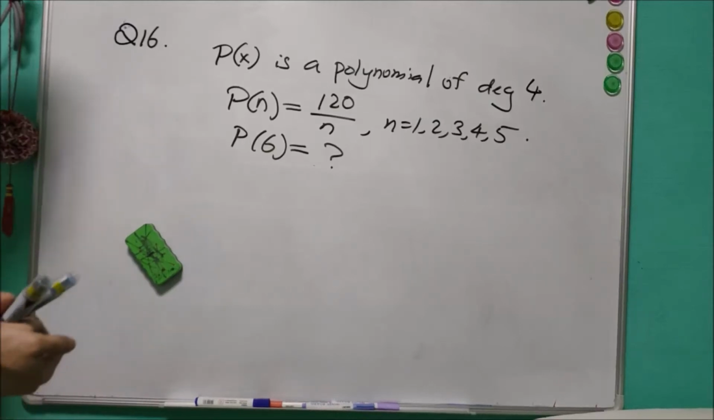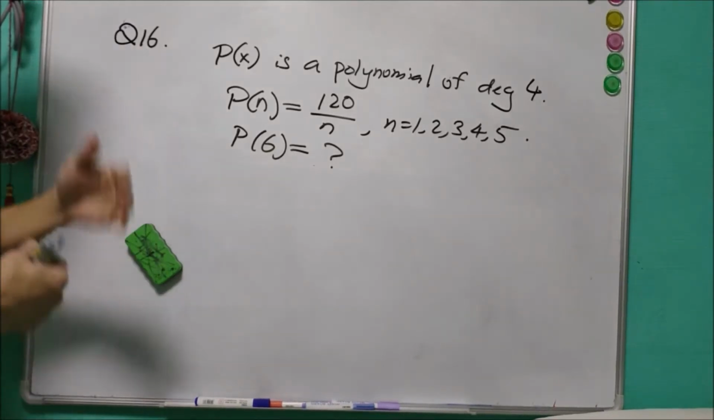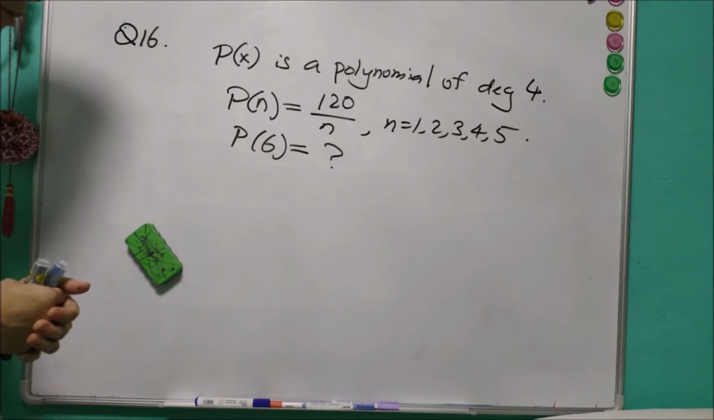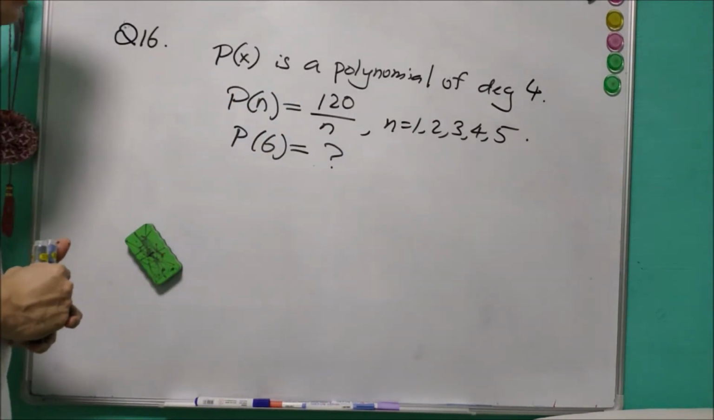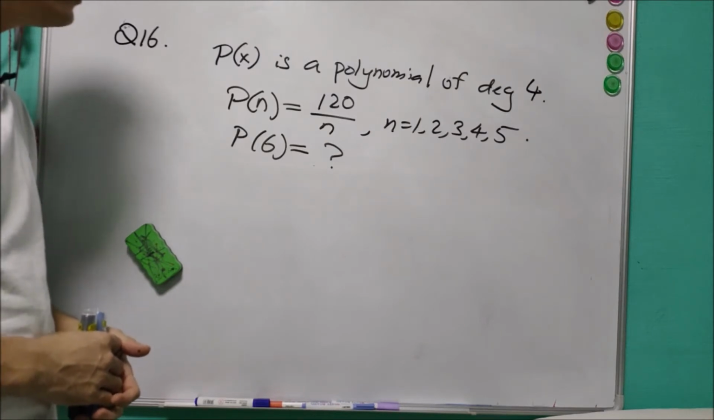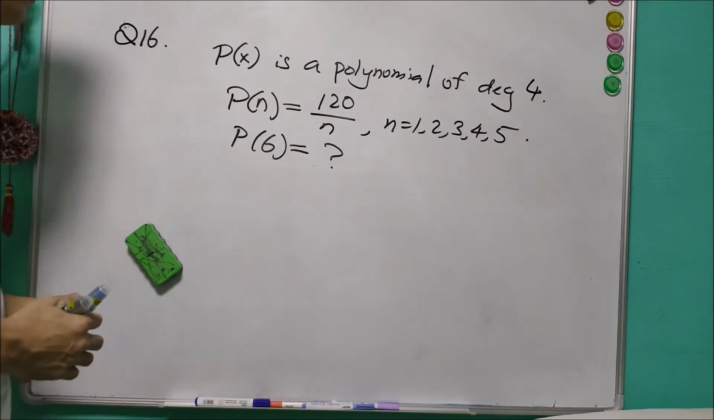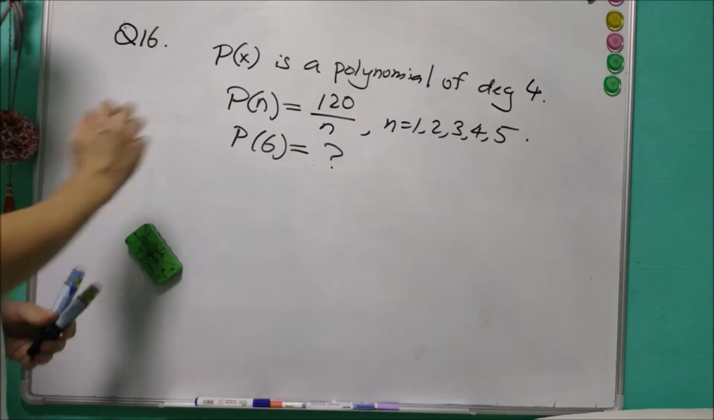Now here comes question 16. Given that P(x) is a polynomial of degree 4 and P(n) equals 120 over n for each n = 1, 2, 3, 4, 5. If so, what is the value of P(6)?